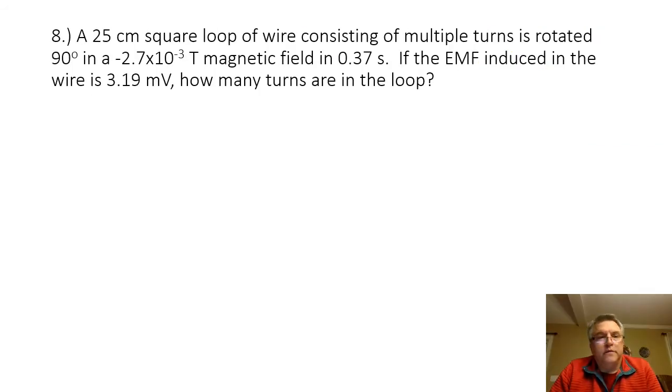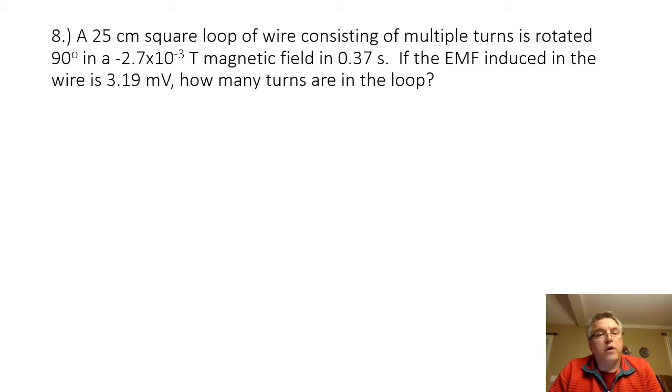Problem 8. A 25 centimeter square loop of wire consisting of multiple turns is rotated 90 degrees in a negative 2.7 times 10 to the minus third Tesla magnetic field in 0.37 seconds. If the EMF induced in the wire is 3.19 millivolts, how many turns are in the loop?